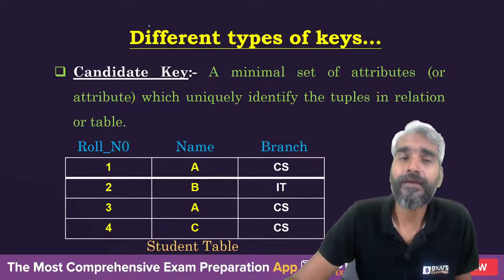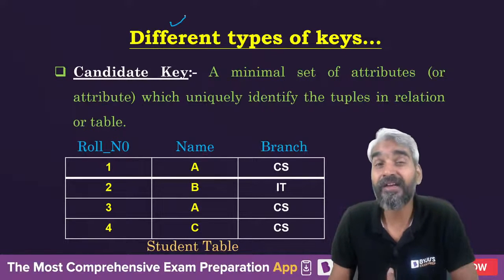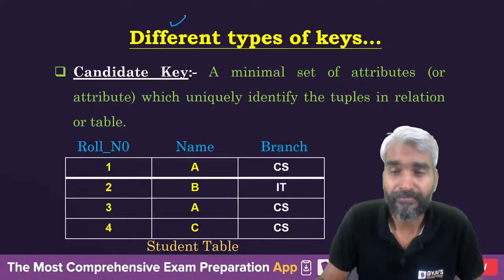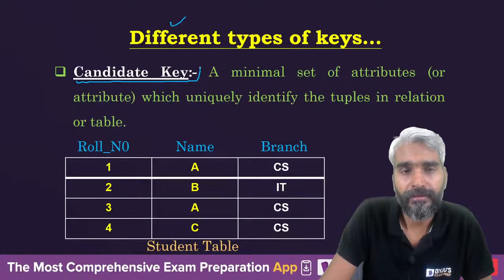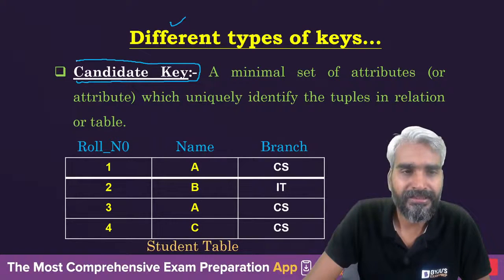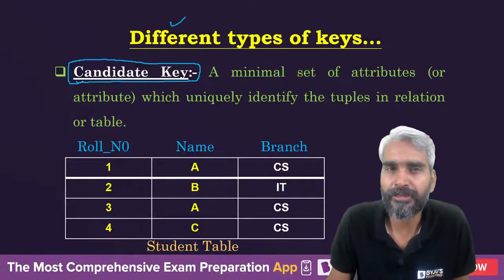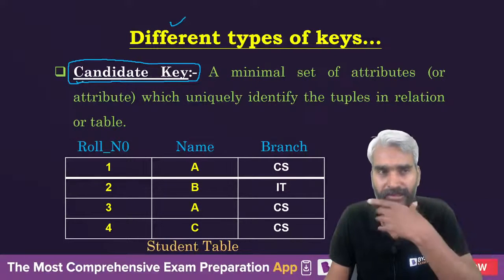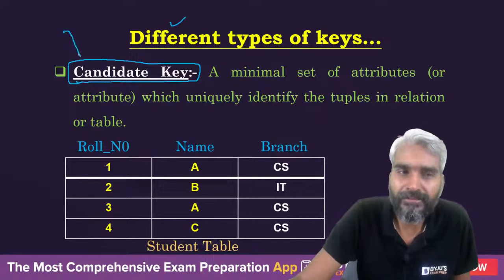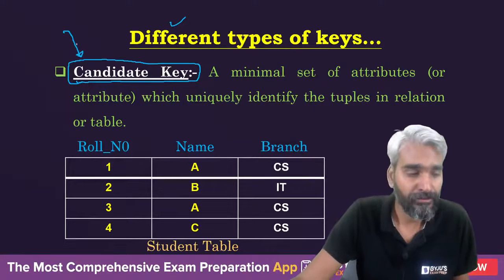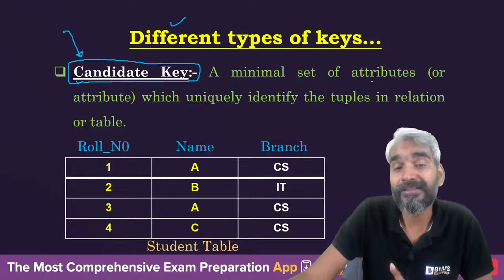Now come the different types of keys. We have learned that keys are needed, but what are the different types of keys which may be present in the system? So the very first type of key is the candidate key. This is most important, not from the actual database implementation point of view, but from the GATE point of view. When it is related to GATE, the questions and concepts will be based on this concept of candidate key. So you just need to understand this. So what is a candidate key? A minimal set of attributes. Let's try to understand this.